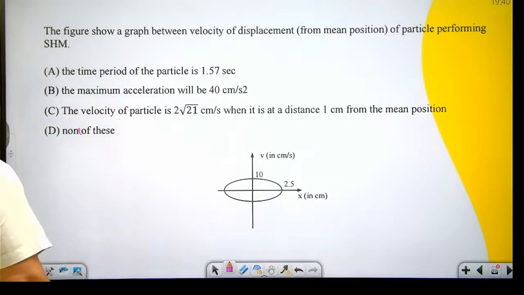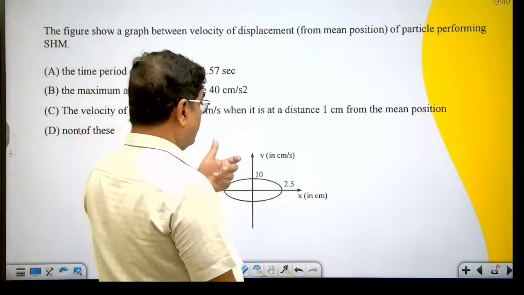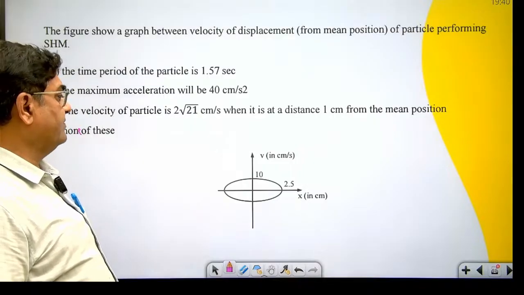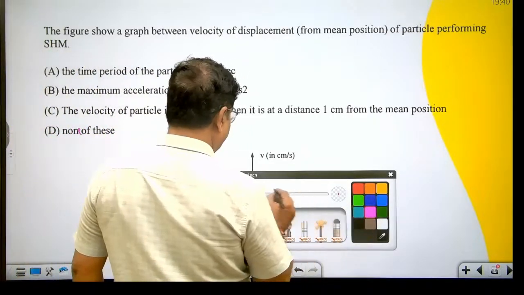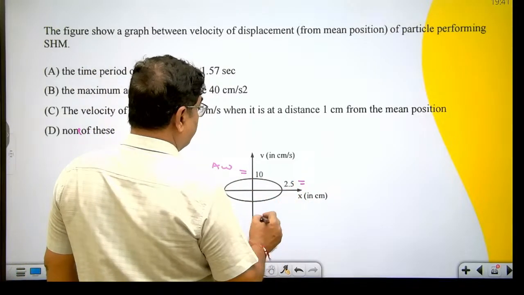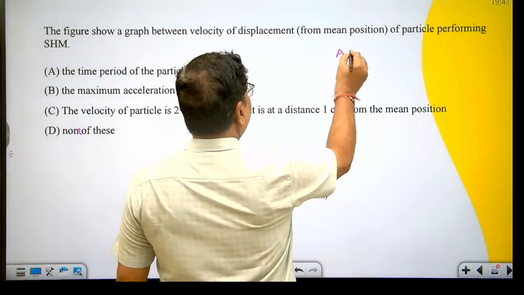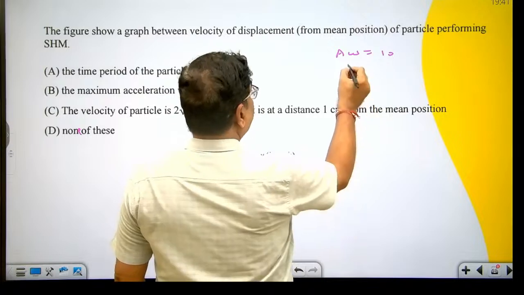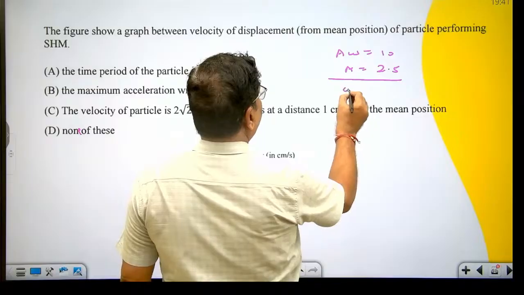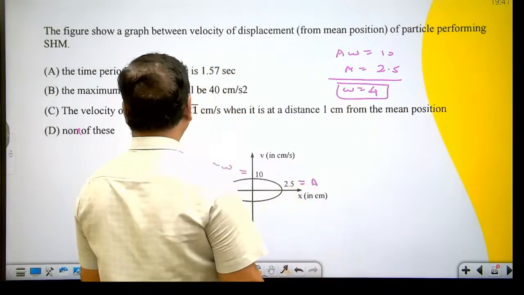How? The graph shown is between velocity and displacement. We know that in SHM the graph between velocity and displacement is an ellipse. This extreme position is A omega, where A is amplitude, and this extreme position is A. So in this question, what is given? A omega equal to 10, and A equal to 2.5. If we divide these two equations, we get omega equal to 10 upon 2.5, which is 4. If omega is there and A is there, we can calculate the rest of the things now.